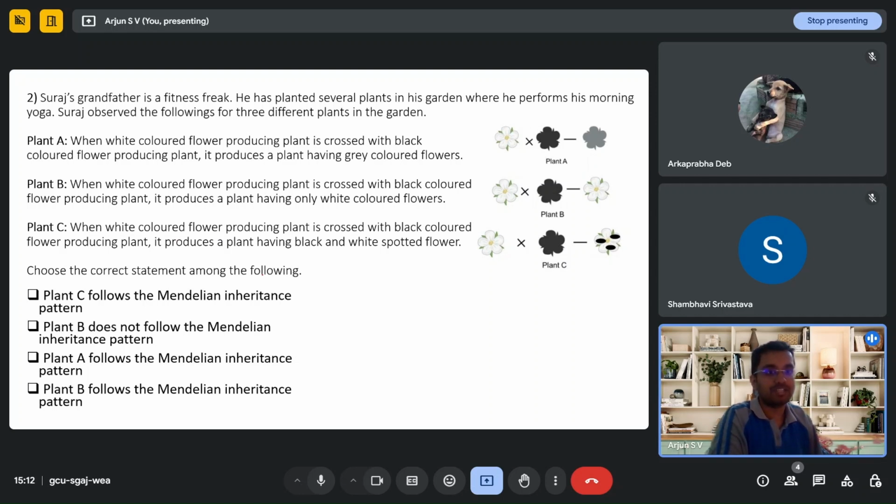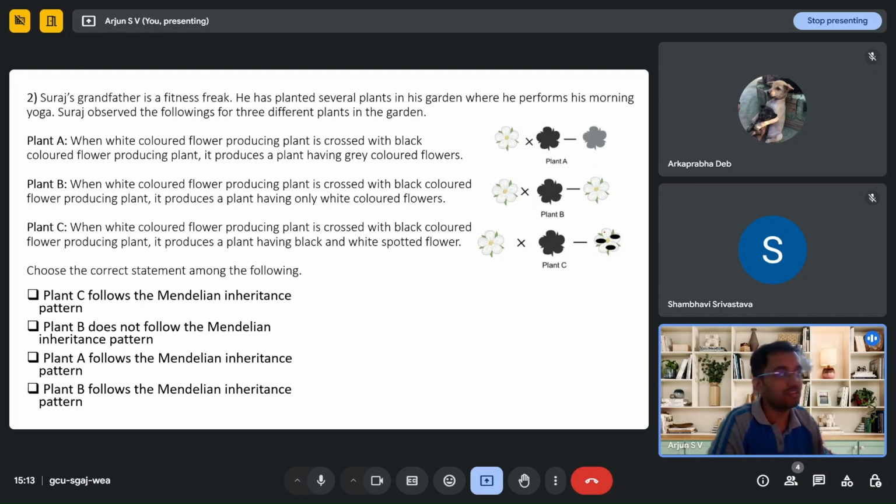So this is also a pretty straightforward question. Plant A, white and black gives rise to gray. So it's a case of incomplete dominance, which does not follow the Mendelian inheritance pattern. Plant B, black and white gives rise to white flower. So here you can see that white color is clearly a dominant trait and it follows a Mendelian inheritance pattern, and black color is a recessive trait. And in case of plant C, we have white and black, and in the resultant flower we have both white and black spots. We don't have any gray color spots.